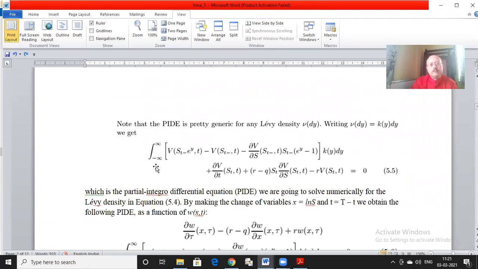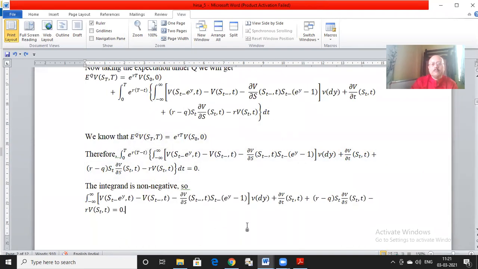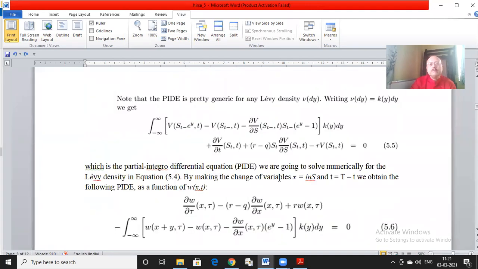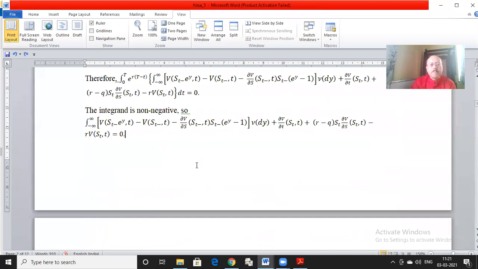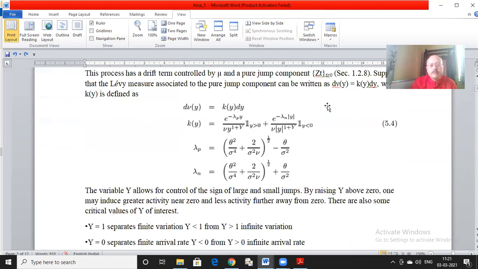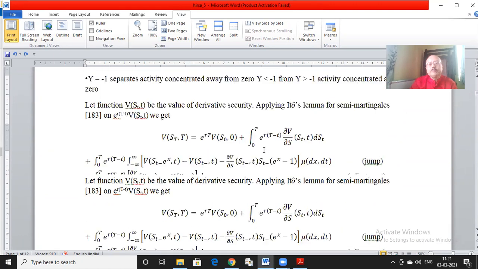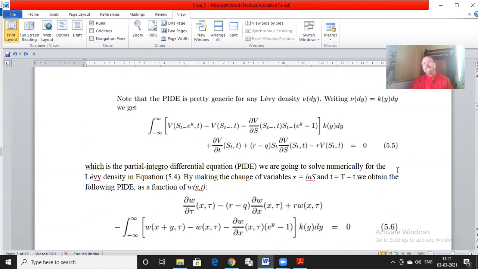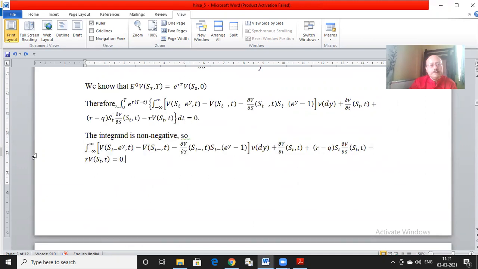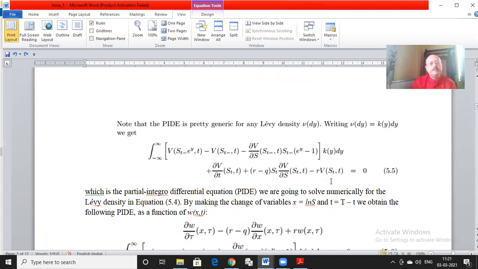So finally, the PIDE that we are looking for, the integral differential equation, is written with the generic Levy density nu, or the explicit function k(y) dy. Here I have written nu, that was the generic notation. I can also substitute it with our explicit choice of density, k(y) dy, to write the final target PIDE as in equation 5.5. So equation 5.5 is just rewriting this equation here, replacing nu(dy) by k(y) dy, when we have an explicit density function available to us.